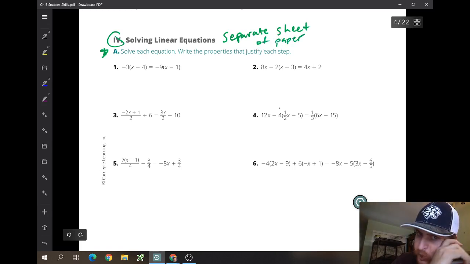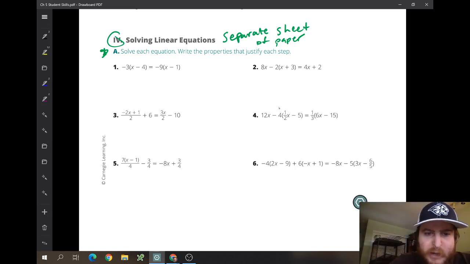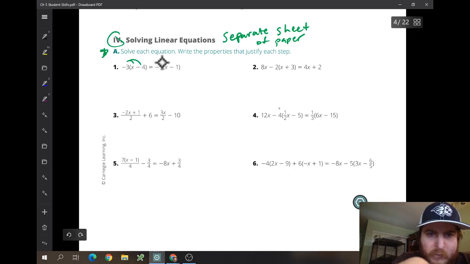So what you're going to do is write out each step as it goes. So negative 3 times x minus 4, equals negative 9 times x minus 1. This is the distributive property, so we're going to write distributive property. I want you to write the properties. So this becomes negative 3x. Negative 3 times negative 4 will become plus 12. Equals negative 9 times x is negative 9x. Negative 9 times 1 is plus 9.